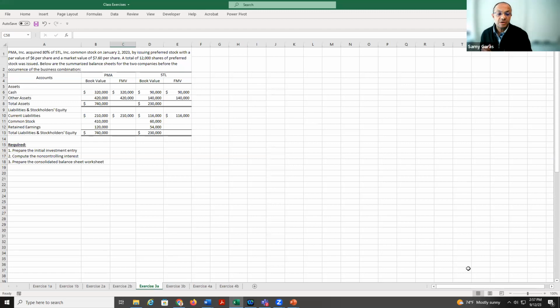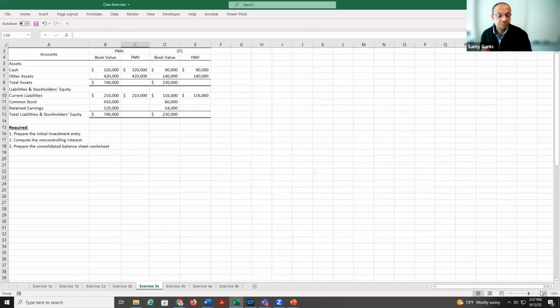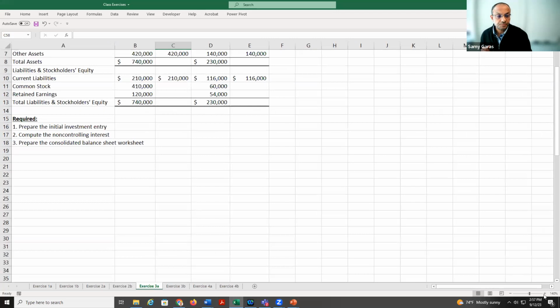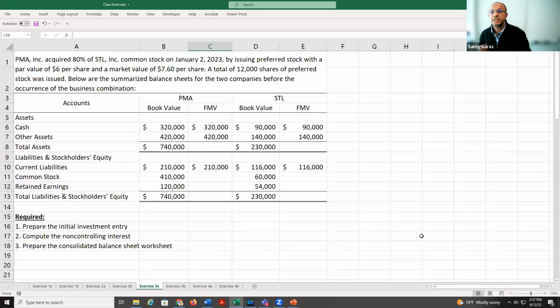The last example, which is for a company issuing preferred stock. And here the company purchased 80% by issuing 12,000 shares. The par value per share is $6. The fair market value is 7.6. If the fair market value of the share is higher than the book value, we put it in additional paid-in capital on the credit side. If it's lower, we put it also in additional paid-in capital on the debit side.